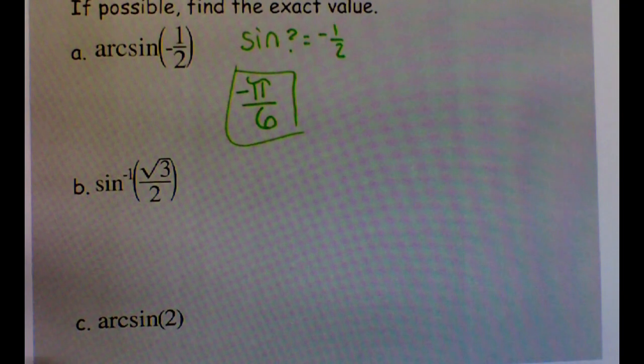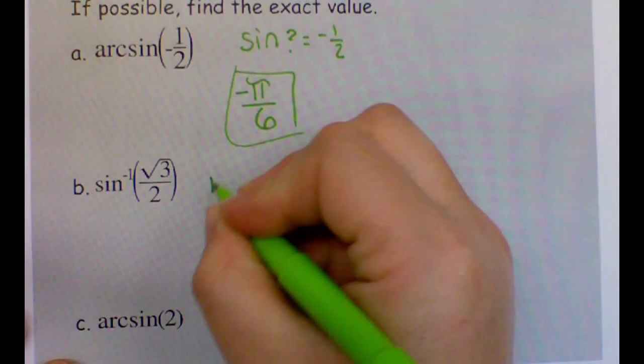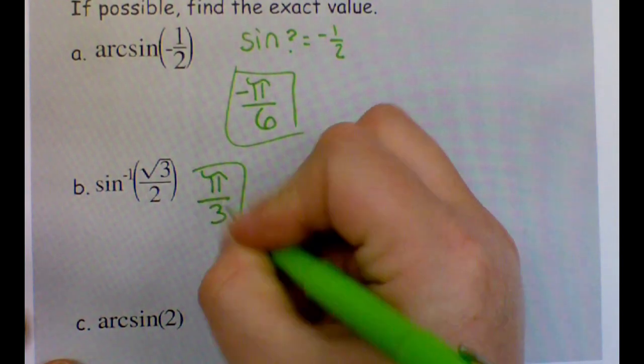The sine inverse of √3/2. √3/2 is more than 1? No, it's not. Just kidding. Where is the sine √3/2? Well, it's positive, so it's in the first quadrant, and that is at π/3. So our answer is π/3.